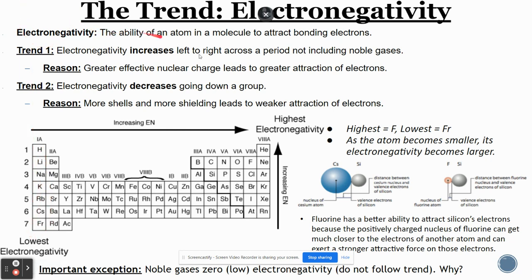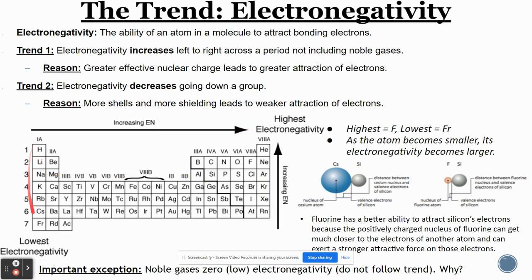Why? Let's explain trend 1, the increase from left to right. That has to do with effective nuclear charge again, right? Fluorine has the greater effective nuclear charge in its period, so that's why it would attract the electrons more strongly in a bond. Now, this trend doesn't apply to noble gases, because we don't really give them an electronegativity value. As you know, they already have their full valence shell, so they're not really going to attract electrons very strongly in a bond. They're already happy the way they are. So typically, they won't have that electronegativity value given to them, and we kind of ignore them when it comes to this trend.